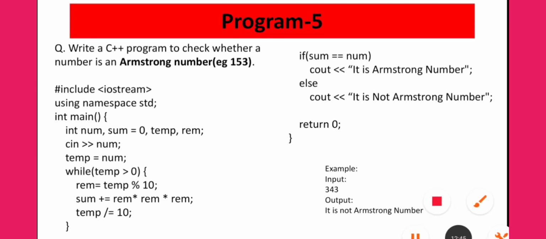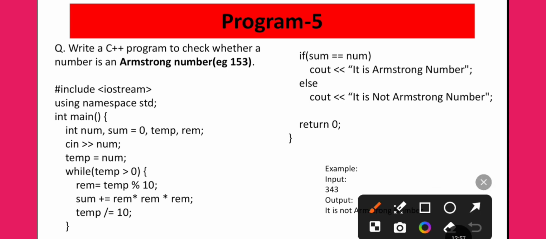In the next program, we have: write a C++ program to check whether a number is an Armstrong number or not. So we can check what is the meaning of an Armstrong number. For example, we have 153. Then we find the cube of all the digits. Cube of all the digits means cube of 1. So we will try 1 cube plus the next digit is 5.